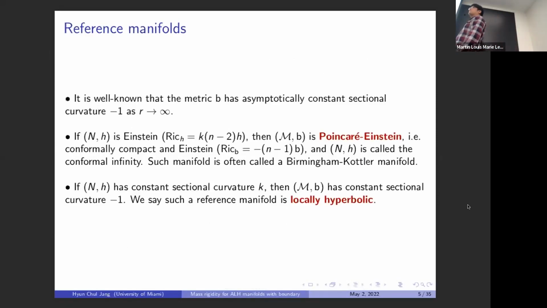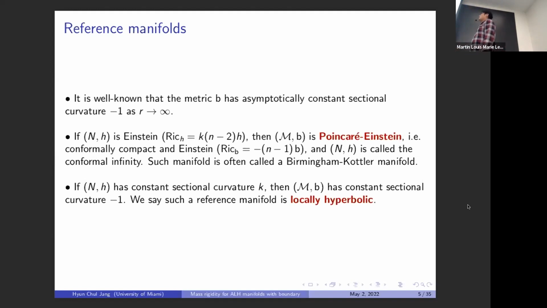There are some facts about this reference manifold. It is well known that this metric b has asymptotically constant sectional curvature negative one. When r approaches infinity, the sectional curvature becomes negative one uniformly. If the slice metric h is Einstein with this constant, then the reference manifold will be Poincaré-Einstein, which means it's conformally compact and Einstein with negative Ricci curvature. In this setting, the slice N will be called the conformal infinity. More precisely, one can put the conformal class of h, but it's not important. Such a manifold is often called a Birmingham-Kaufman manifold as well.